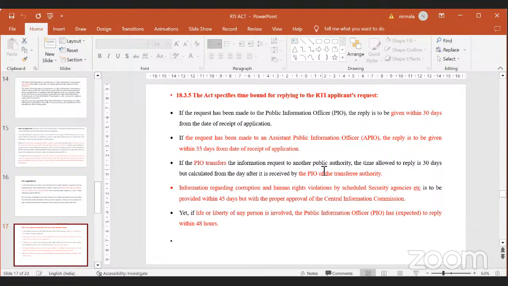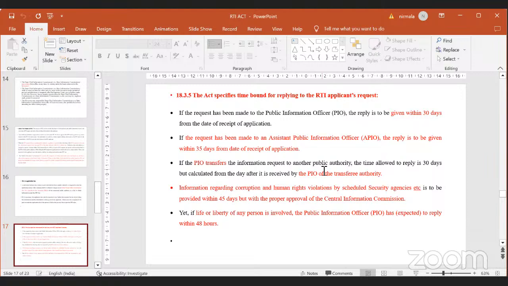Then if the PIO, the Public Information Officer, transfers the information request to any other public authority, the time allowed to reply is 30 days, but it is calculated from the day after it is received by the other PIO or the transferee authority.